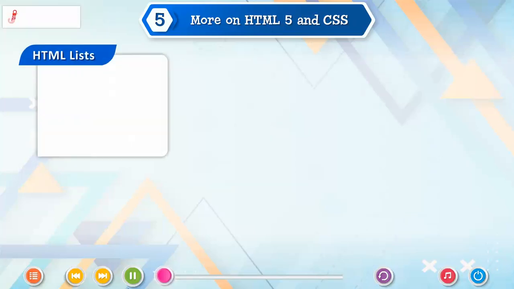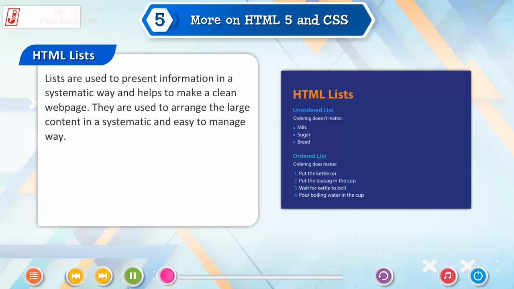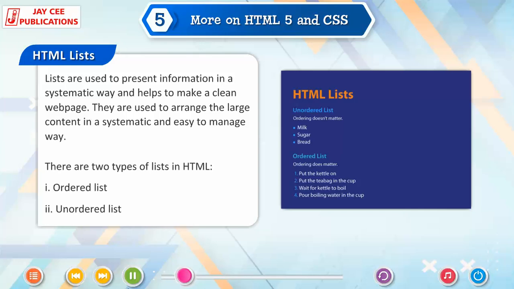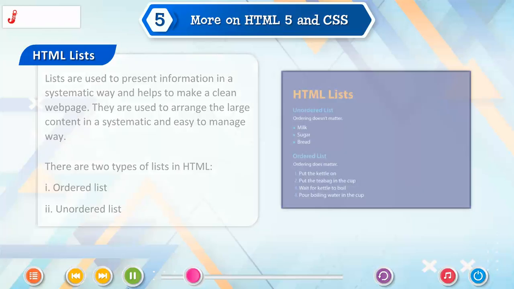HTML lists. Lists are used to present information in a systematic way and help to make a clean web page. They are used to arrange large content in a systematic and easy to manage way. There are two types of lists in HTML. 1. Ordered list. 2. Unordered list.